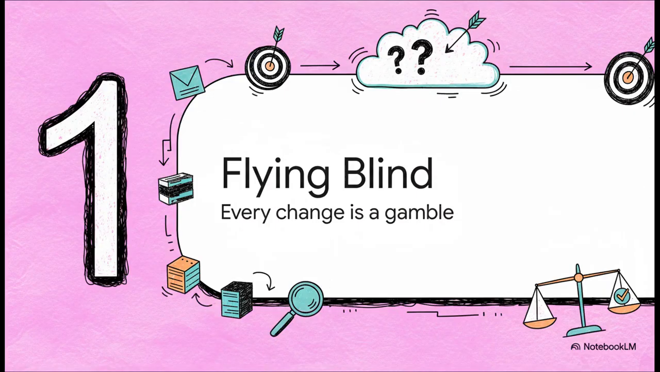And this really is the core problem, isn't it? When you're flying blind, you have no idea if that new chunking strategy you spent all weekend on actually helped. Or maybe it secretly made things worse for half your users' questions. Every little change feels like a total gamble, and that's no way to build a reliable system.